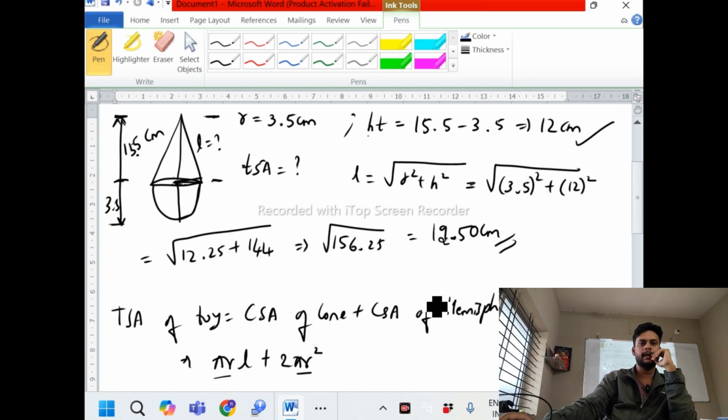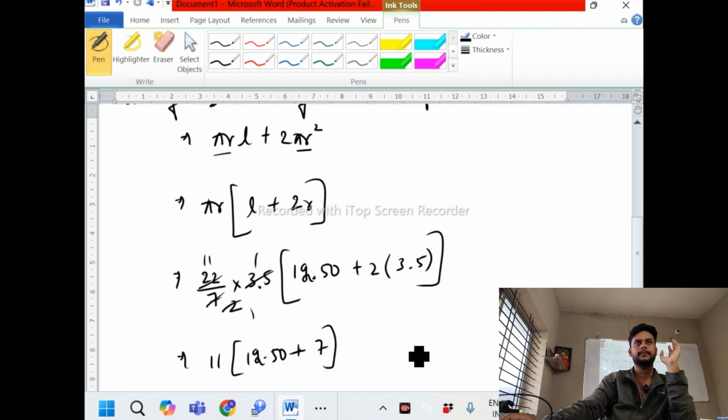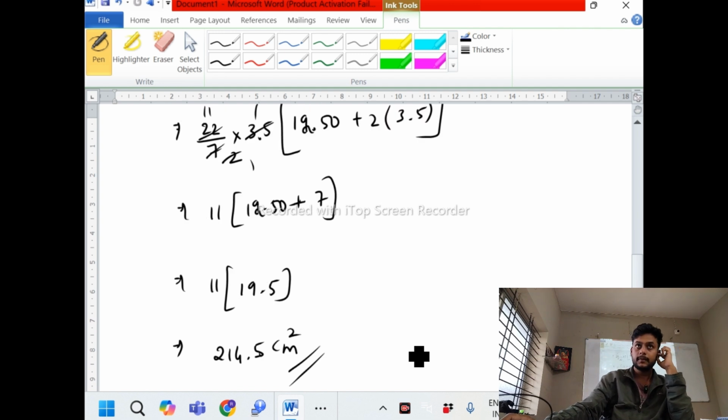After finding L, I found the TSA of the whole toy. That is CSA of cone plus CSA of hemisphere. CSA of cone formula is pi R L, CSA of hemisphere is 2 pi R square. Pi R was common because radius and pi on both sides are same. So pi R of L plus 2R. Pi is 22/7, R was 3.5, L was 12.5 into this. Any doubts? Easy sum? Will you try it?